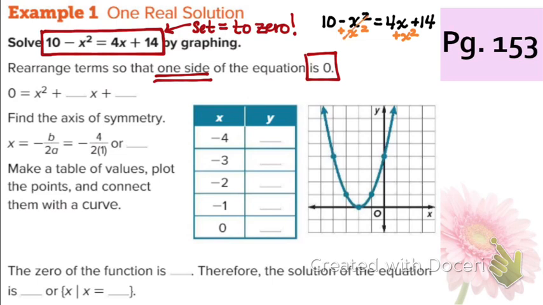So it's going to cancel out over here. So I'm going to have 10 equals.